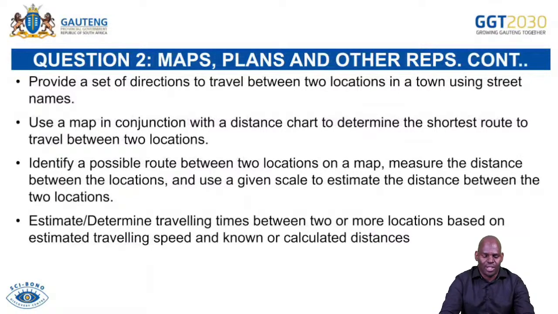And then, of course, under question 2, maps and plans, the type of questions that you must expect: provide a set of directions. Use a map in conjunction, similar questions. Identify a possible route between two locations. Estimate the traveling times between two or more locations. Or they might say estimate or calculate.